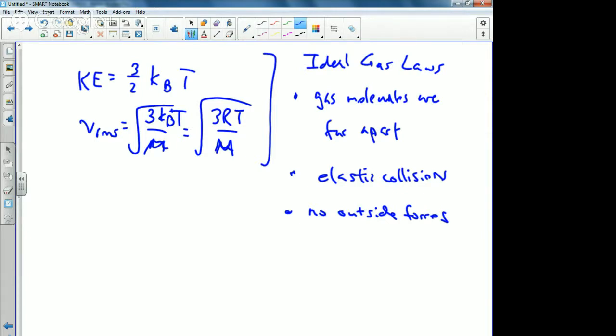And the last thing is that, what does it say in the last one? No outside forces, elastic collisions, gas molecules are far apart. And that kinetic energy ultimately is directly related to temperature. Which is what KE equals 3/2 k_B T is. Now, understand that KE equals 3/2 k_B T is talking about one molecule.